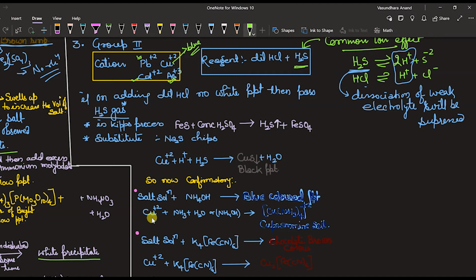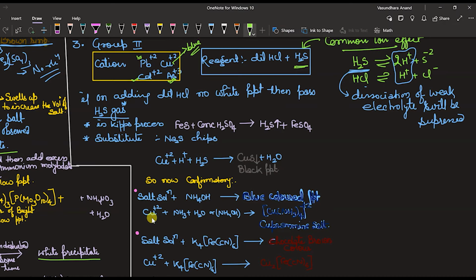But since this smells very pungent, we cannot tolerate this H2S gas smell. And moreover, this Kipp's process, this method, we have to prepare in large amounts, so there will also be chemical wastage. So that's why nowadays we are not using the Kipp's process, we are using a substitute of this.